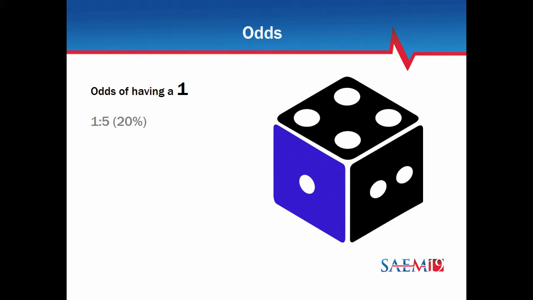Odds, however, is the number of events to number of non-events: number of patients with an outcome divided by number of patients without the outcome. So looking at the same dice example, you have 6 options. 1 option is 1, and 5 options are not 1. So the odds will be 1 divided by 5.